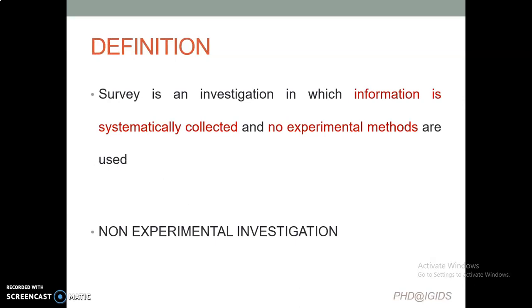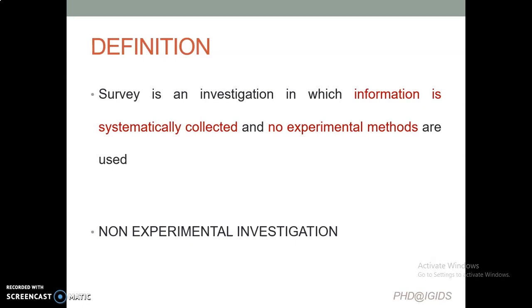So first and foremost, let us go to the definition of survey. Survey is a non-experimental investigation. The simplest definition for a survey is that it is a non-experimental investigation. Rather, a proper definition of survey is an investigation in which information is systematically collected and no experimental methods are used. So survey is basically an investigation, and the method of collecting the information is in a systematic manner, and you are not using any experimental method. So, I repeat, the definition of a survey is an investigation in which information is systematically collected and no experimental methods are used.